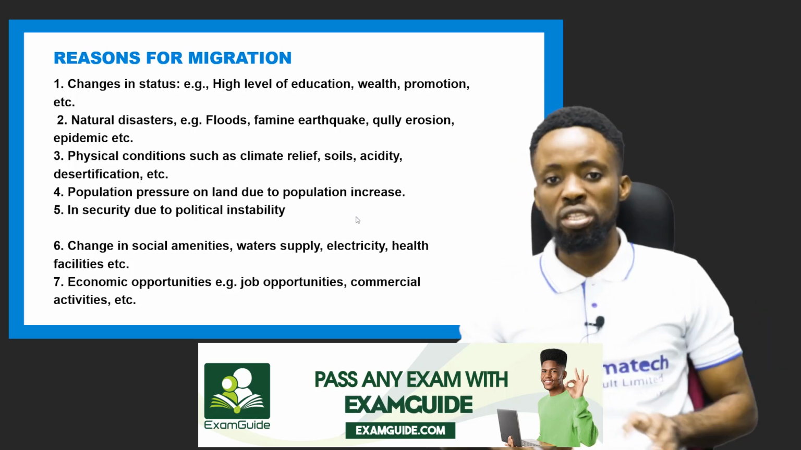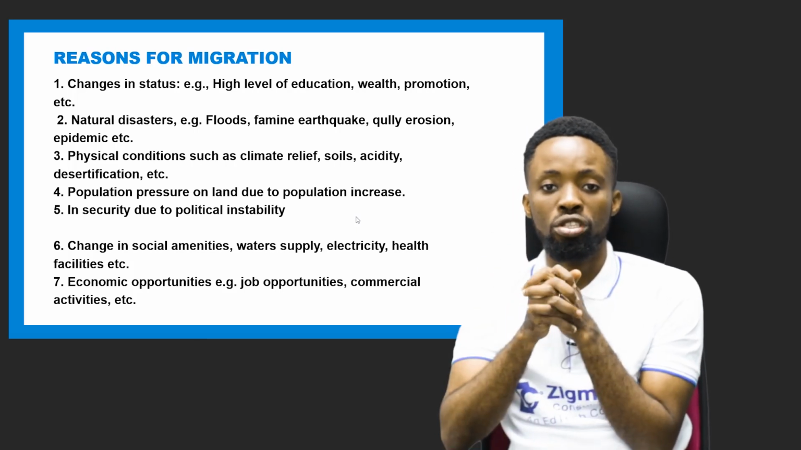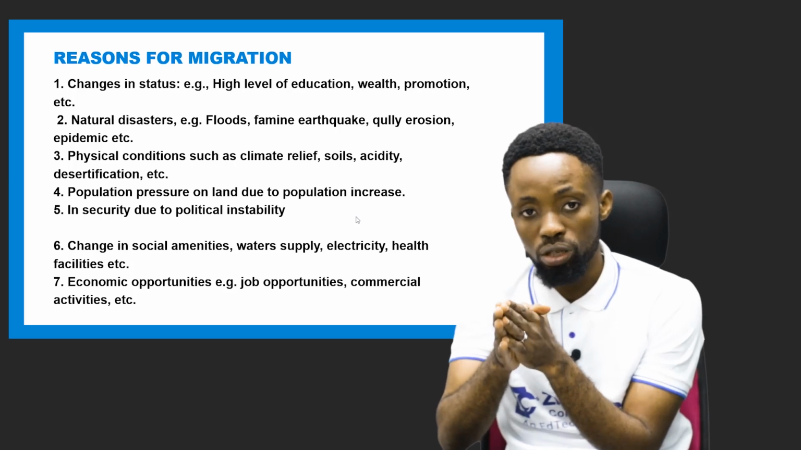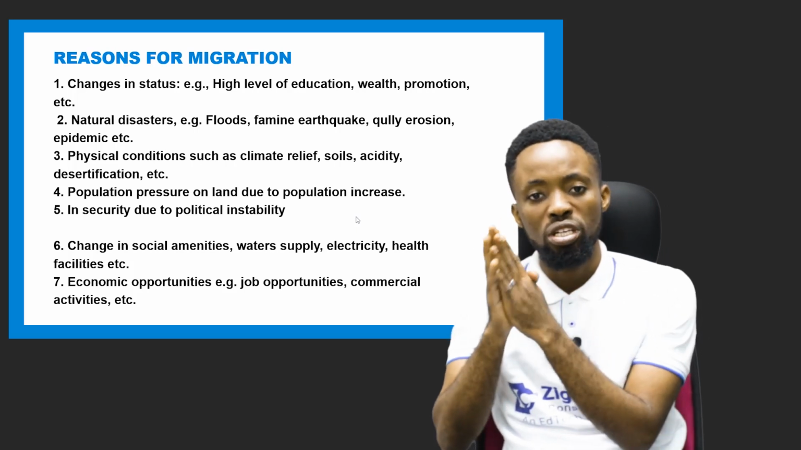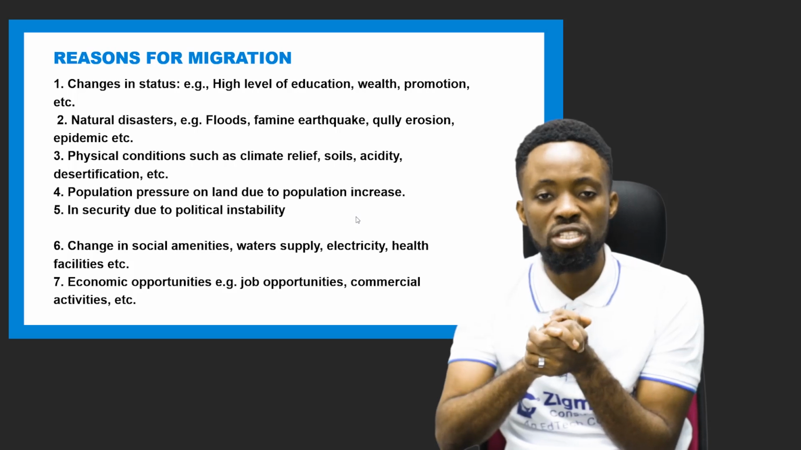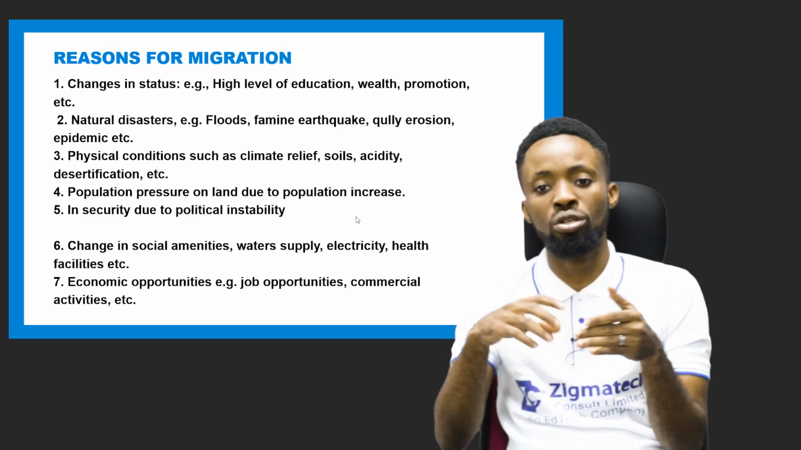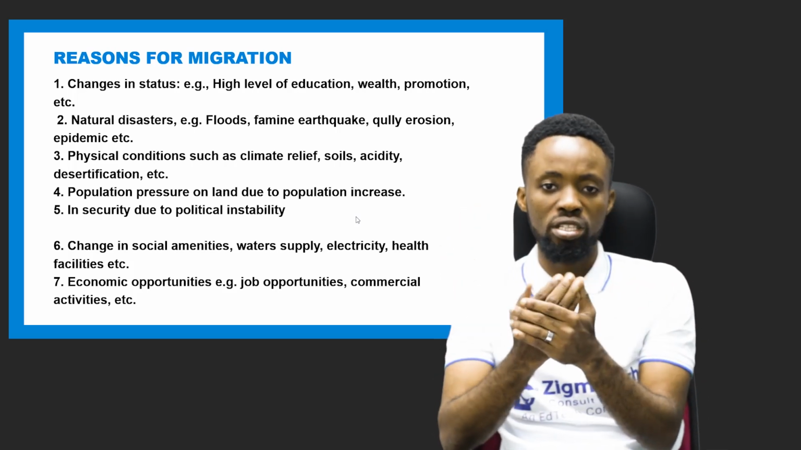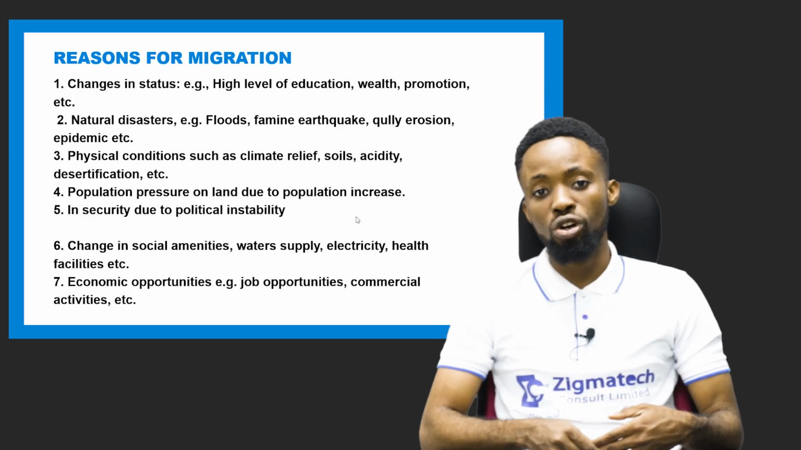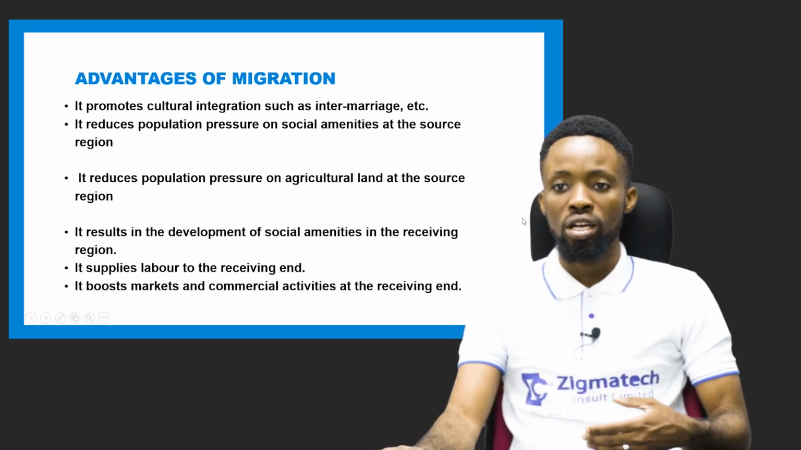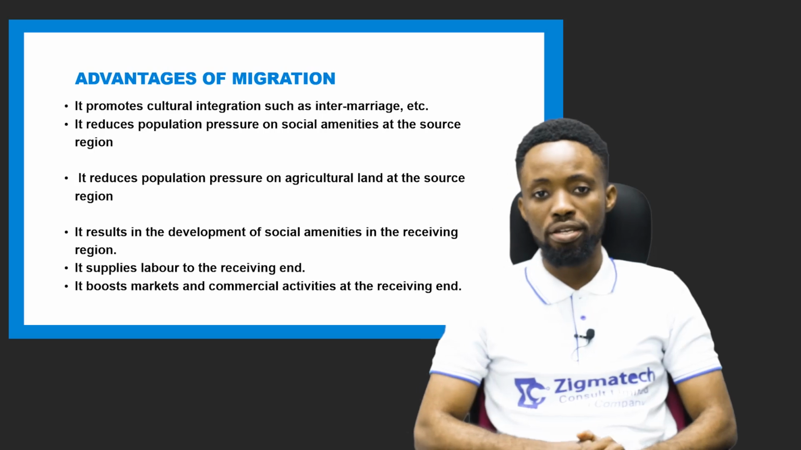So if we look at it, the physical condition or the climate of a place can affect the population distribution. Political instability, presence of social amenities and infrastructure, economic opportunities, resources, natural disasters, desire for greener pastures, all of these things affect the population movement of a particular place.